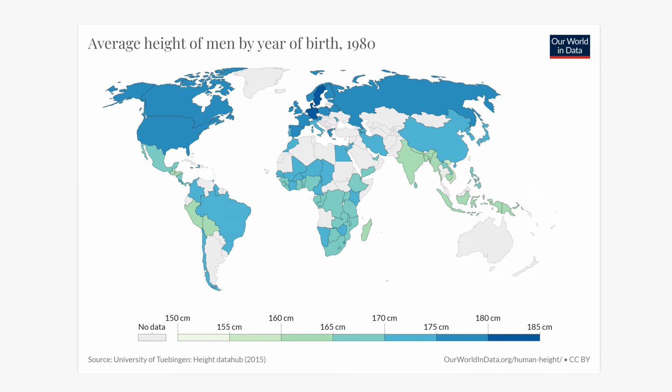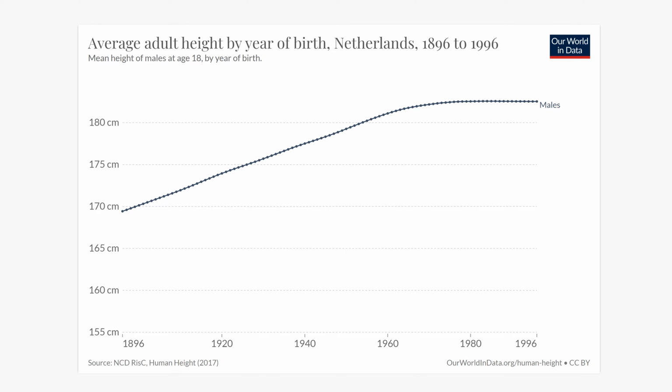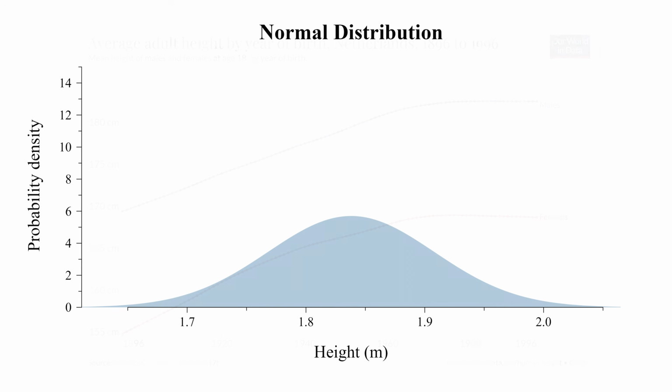There are, of course, large systematic differences, like the difference between countries, the gradual increase of average height over time, or the average difference between males and females. But if we narrow it down to some very specific subgroup, like adult males in the Netherlands as of 2020, then this normal distribution is actually a very good approximation.